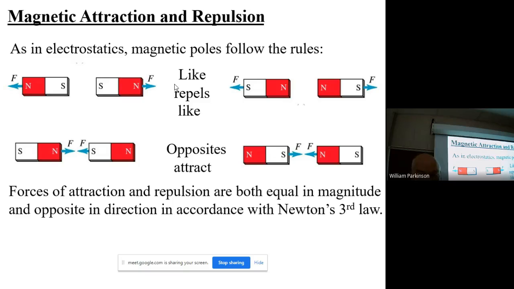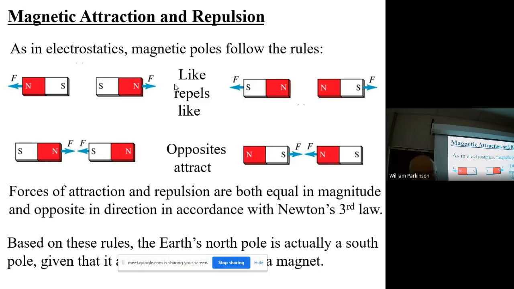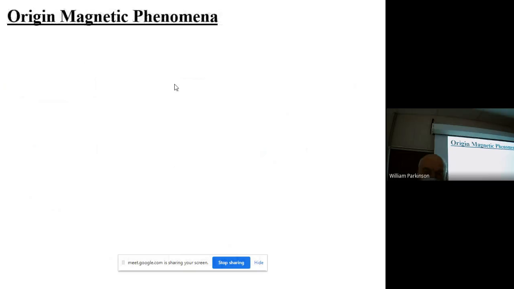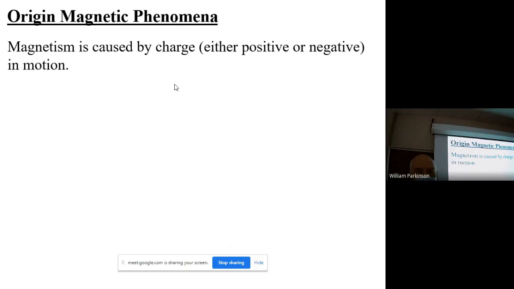Okay, now then, based on these rules, the Earth, we're going to come back to this. Let's just save the statement at the bottom till I show a picture of that one. I promise I'm going to come back to that statement, but I'd rather do it in an upcoming slide with a picture.